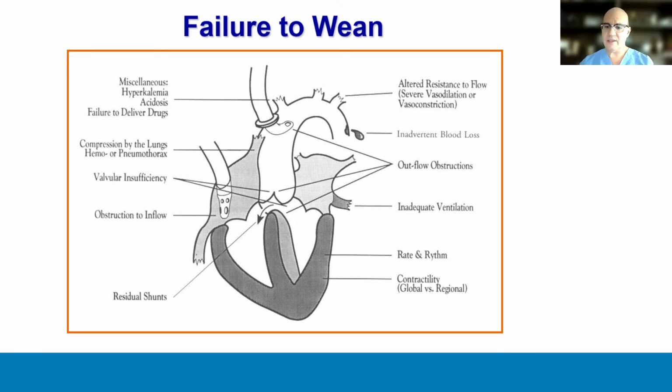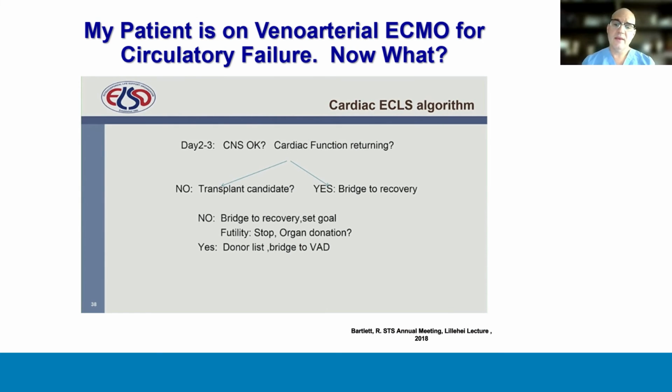And then other things like, is there bleeding? Is there outflow obstruction? God forbid a dissection or anything like that. Are you optimizing the pulmonary conditions with ventilatory management? And then obviously other things like inotropy and chronotropy are very important. So you really want to go down a systemic checklist as to why you may not be able to wean from cardiopulmonary bypass. And looking at the algorithm, if you're 2 to 3 days out and cardiac function is returning, then that's great. That's a bridge to recovery. However, if you're not, then you're looking at a more extended period of time.